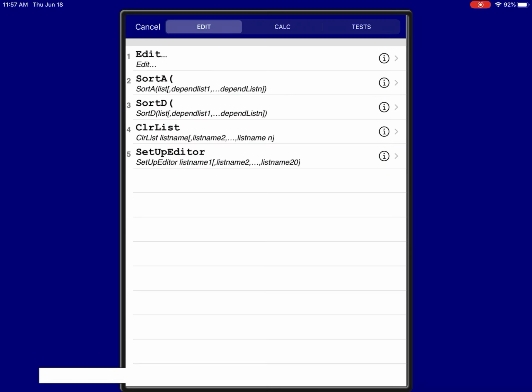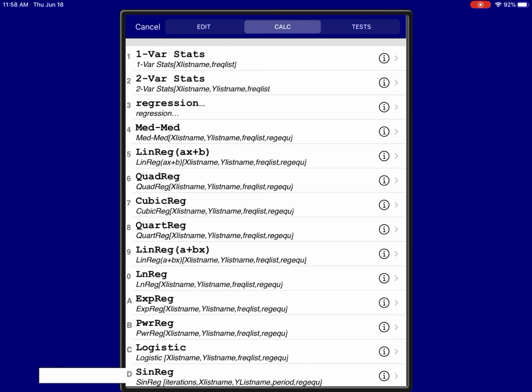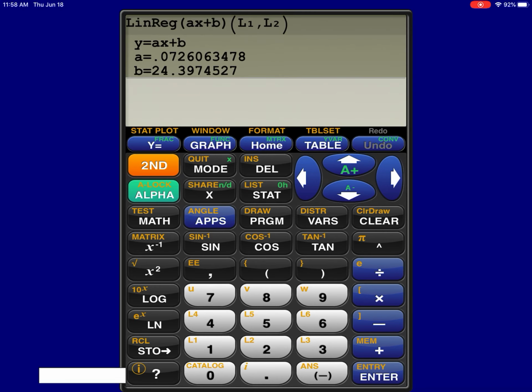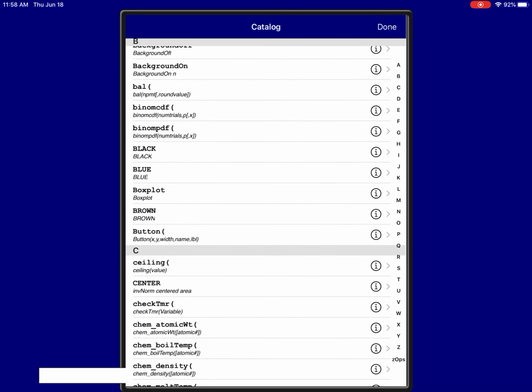Okay, so now I put in my table list of values. I'm going to go to stat, then calc, and then line regression, and I want L1, L2. It is not giving it to me. I don't remember how to get to the catalog. There's another way to get to it. Ah, there it is, second 0. There we go.